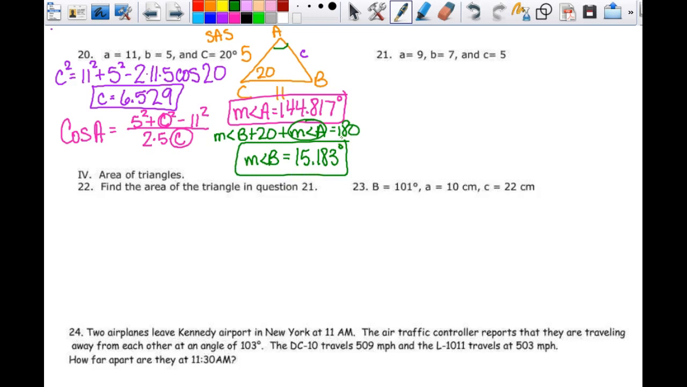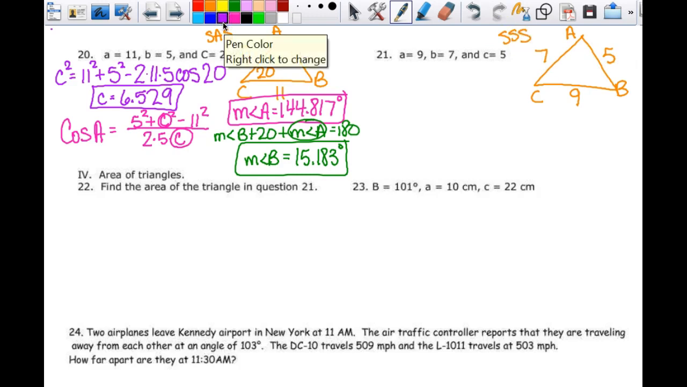All right, 21. This is my triangle. Got A, B, C. Little a is 9, B is 7, C is 5. So this is a side, side, side situation, which tells me it's got to be law of cosines.